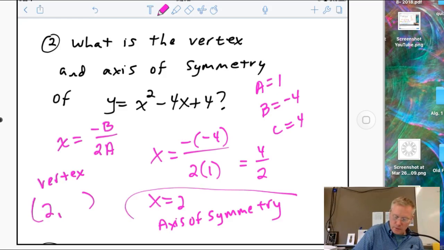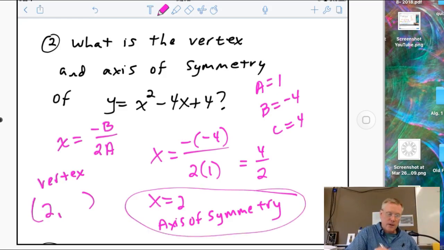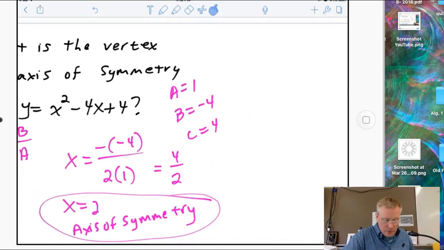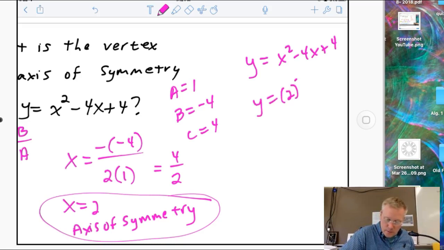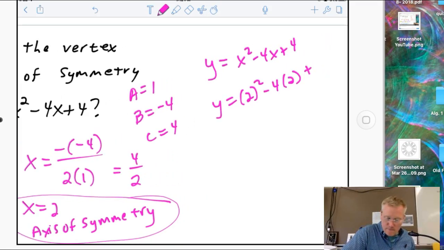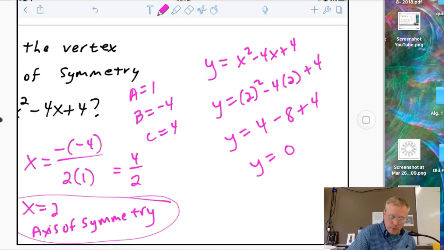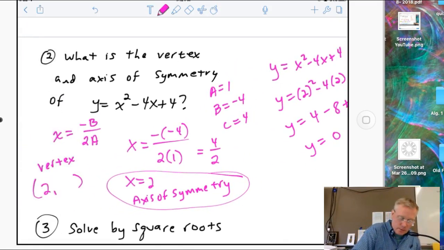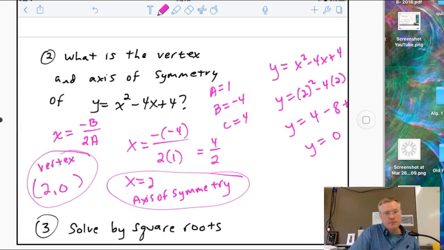So it's nice when you get that because you already got one of the answers and it's half of the other answer also. All right, so for me to find the y-coordinate of the vertex, I take the equation y equals x squared minus 4x plus 4, and plug in the 2 where there's an x. I will find out my y-coordinate. So this is 4 minus 8 plus 4, so y equals 0. So that's my y-coordinate of the vertex, and those are my two answers. Okay.